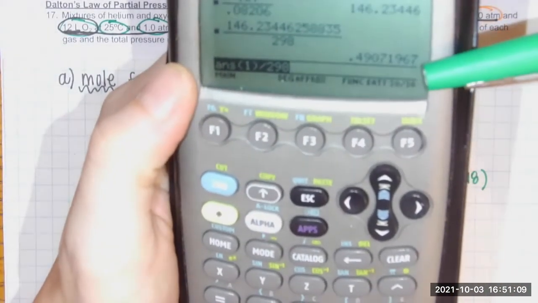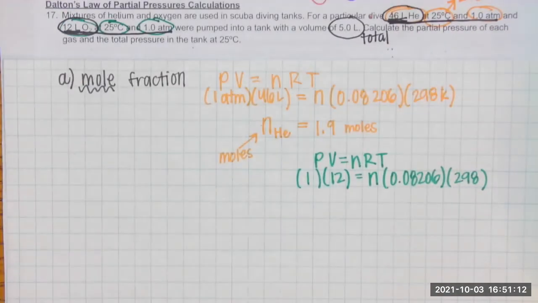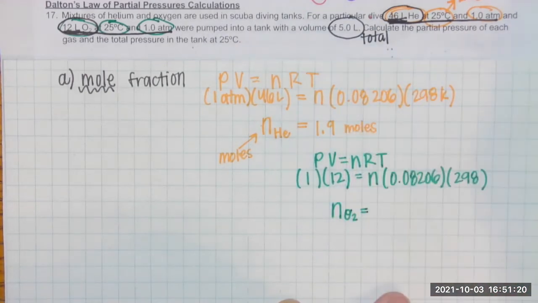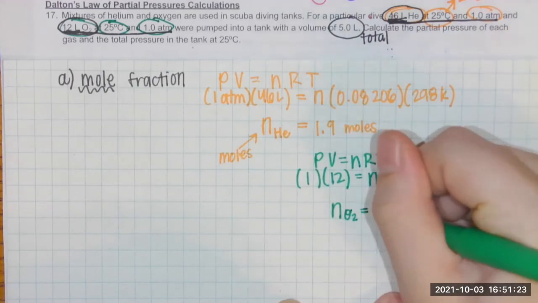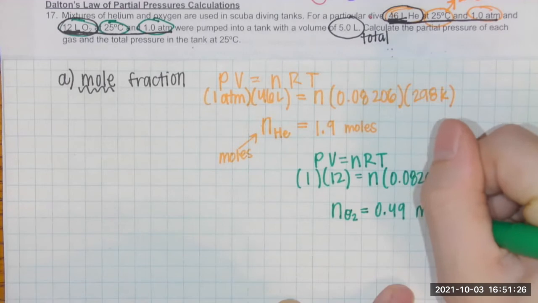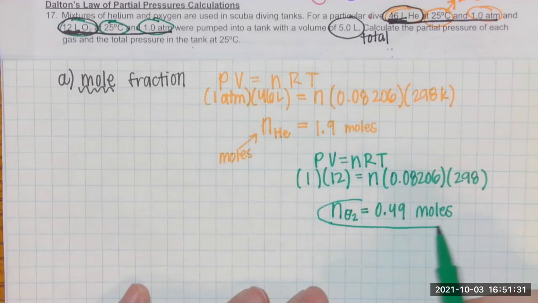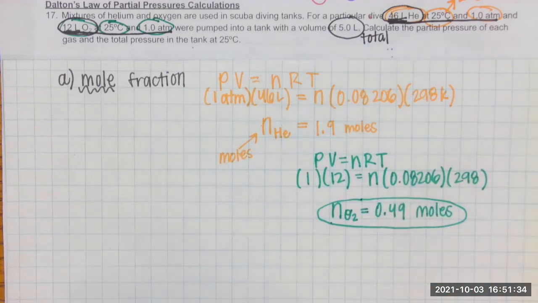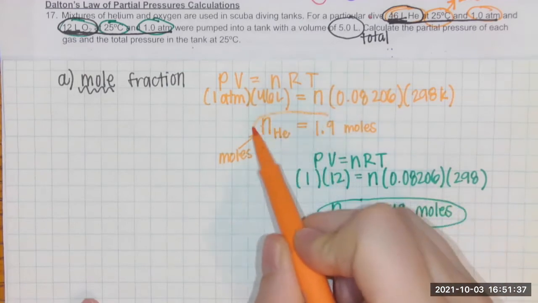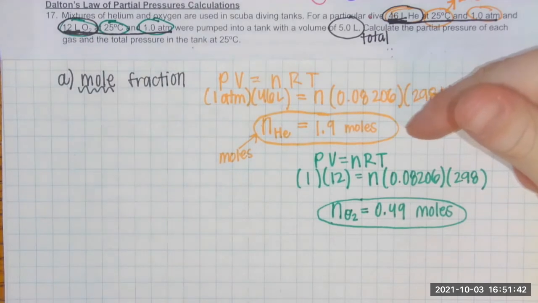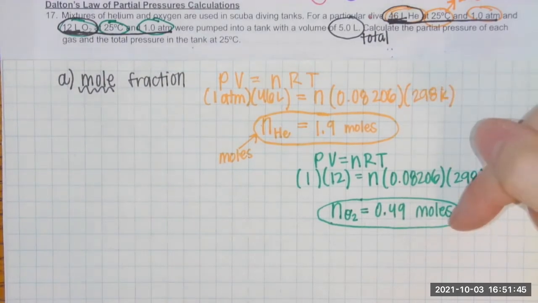And for this one, I'm getting 0.49. So the number of moles of oxygen is 0.49 moles. So I have this many moles of oxygen going into the tank. I have this many moles of helium going into the tank. I have way more helium in this tank than I do oxygen.